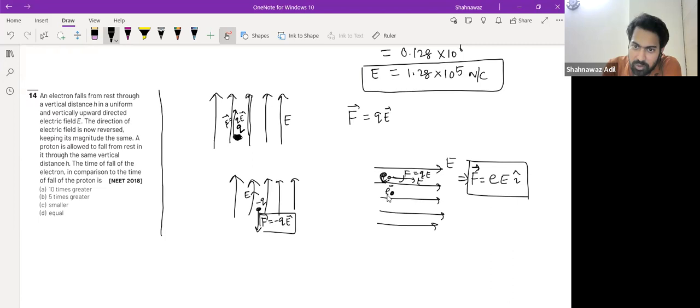And let's say this is an electron, right? Then the force would be in this direction. So F would be minus E, and you see that this is in the minus i hat direction, right? Minus i hat direction. Is it clear now?